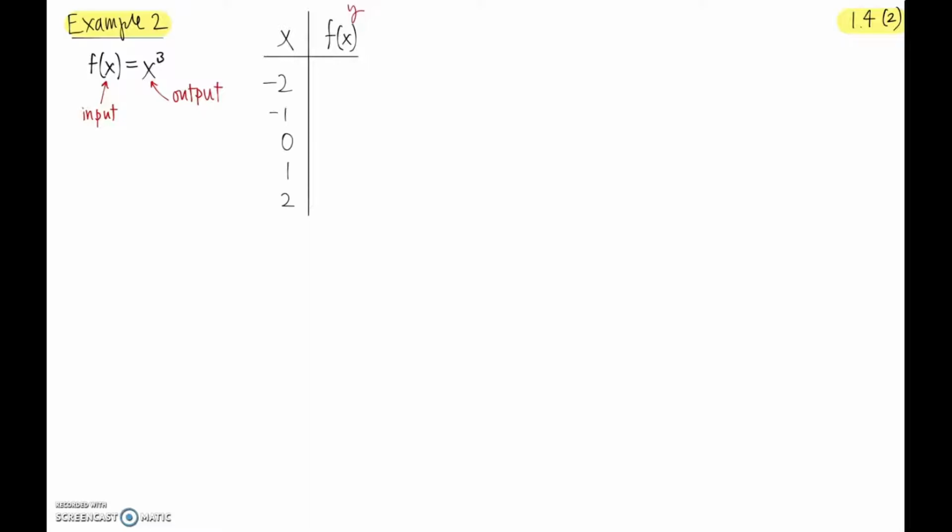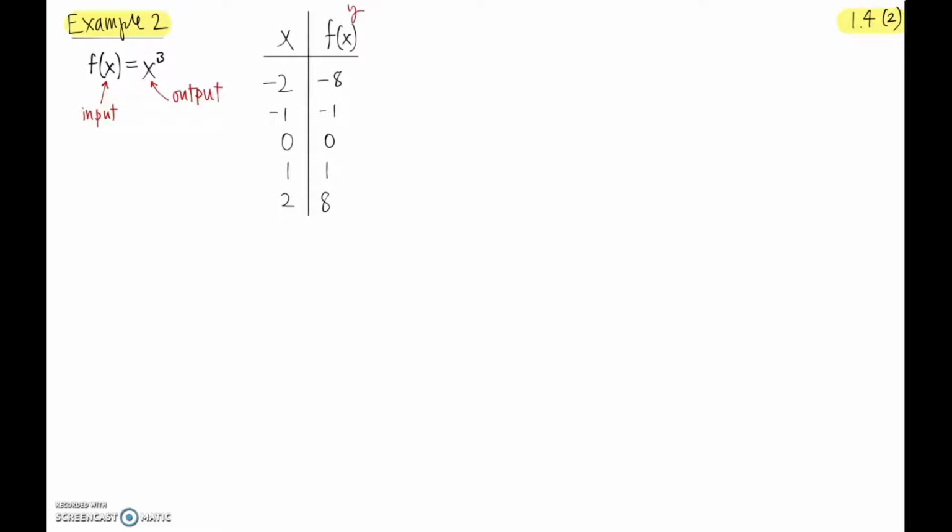So I sort of choose some input values, and with these input values I'm going to figure out what my outputs are. So -2, if this is my input, the function says to take that number and cube it, and the answer will be in this part of the table right here. So -2 cubed is -8. Same thing for -1. -1 cubed is -1. 0 cubed is 0. 1 cubed is 1, and 2 cubed is +8.